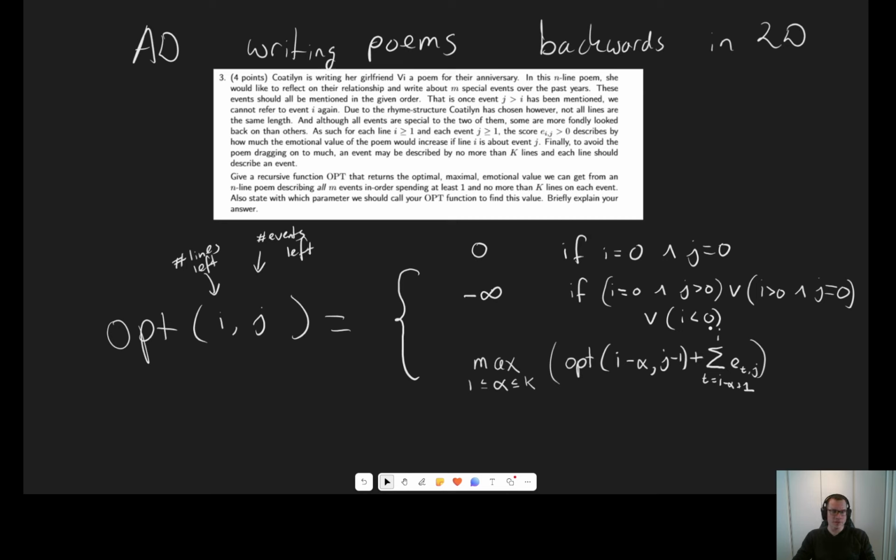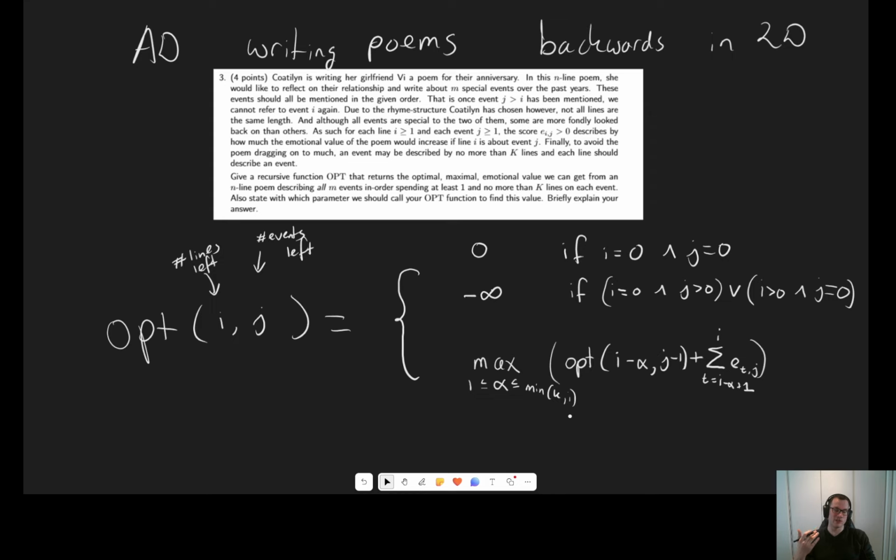There are other ways to fix this problem. An alternative would be, rather than adding this to our base case, we could also say here, well, we simply never allow alpha to become bigger than I. In other words, we pick alpha between 1 and the minimum of k and I. This is also fine. This way we can never exceed the number of lines either. So whichever one you find easiest to understand is a perfect way to encapsulate this.